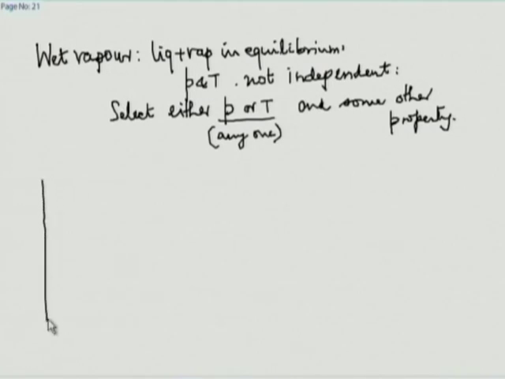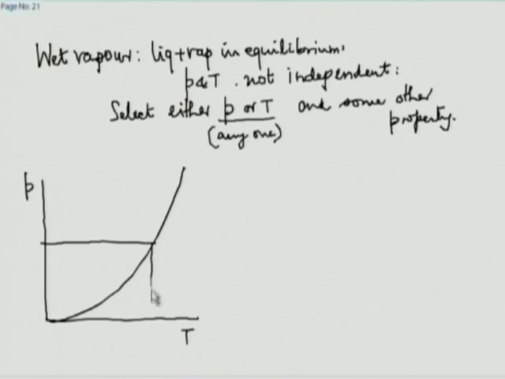Let us draw two figures, say pressure, temperature, our normal phase plot. And let us say that our state lies exactly on this line. Then we do not know whether it is liquid or it is vapor. In which case, the phase rule says pressure and temperature are not independent, only one of them can be used. So let us use pressure, say. So instead of temperature, now we use some other property.